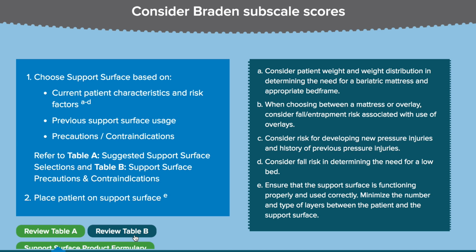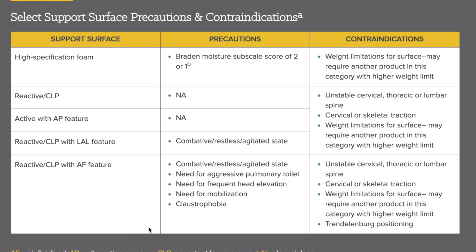Let's look down the left-hand column to find the constant low pressure with low air loss feature and check out the precautions. Mrs. Chang is not combative, restless, or in an agitated state. Now let's look at contraindications. Mrs. Chang does not have anything on this list that would prevent us from using the support surface we have identified as best for her.